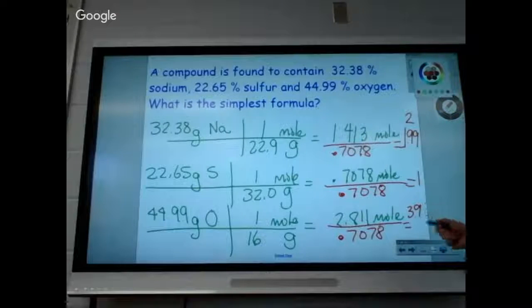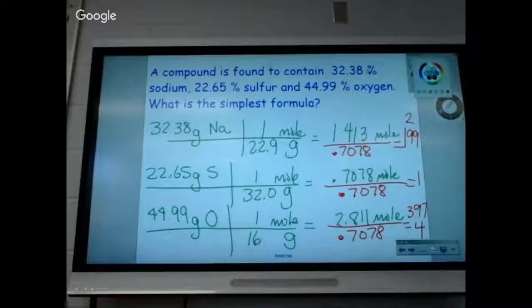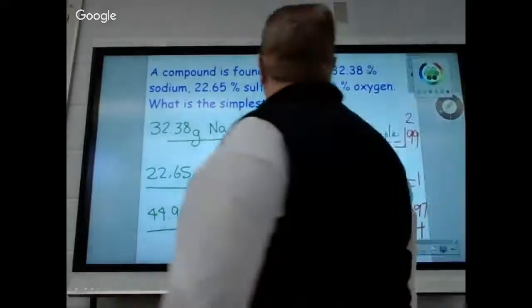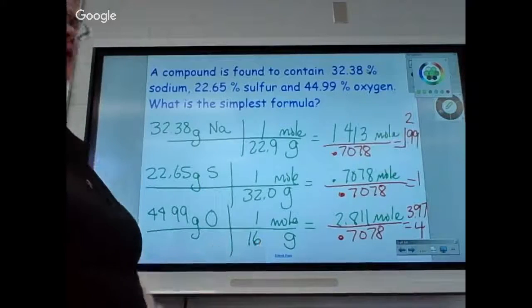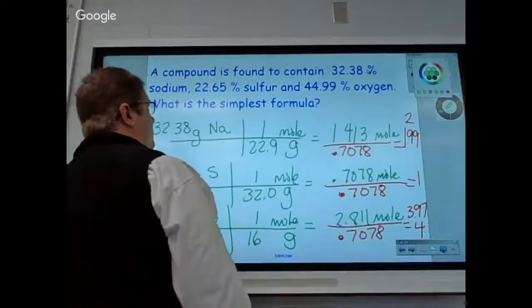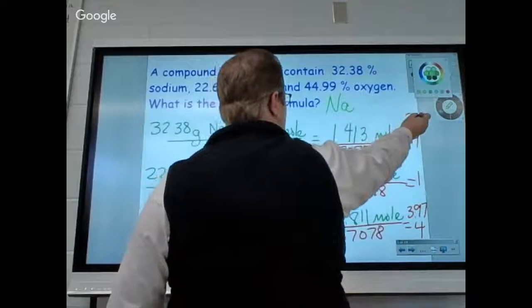All right. 3.97 is what? 4. All right. So the last step is to write the formula, right? So when I write the formula, what is my first element? And typically I just put them in the order they come in the question. So what's my first element? What subscript does it have?